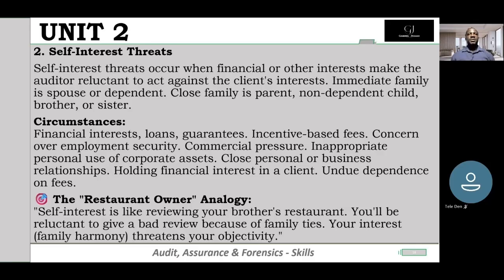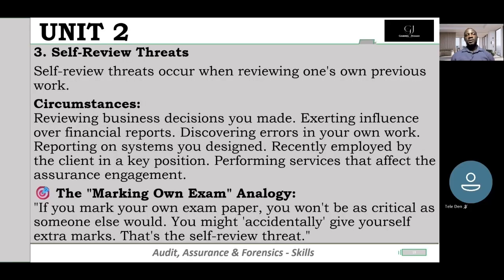So think of it like reviewing your brother's restaurant. You'll be reluctant to give a bad review because of your family ties. So your interest, your family harmony, threatens your objectivity. And that's why self-interest is a threat to the accountant's position.